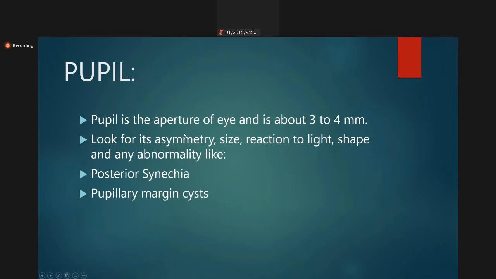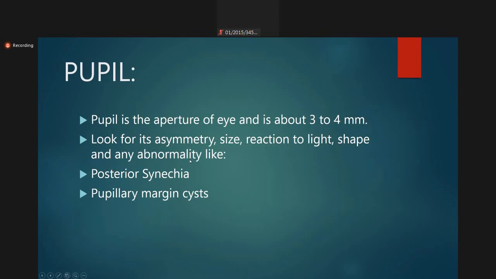You have to look for any asymmetry, if the pupil is centrally located or eccentric. Size of the pupil, whether it is miotic or mydriatic or normal. Then you have to see the reaction to light. It is dealt in a separate presentation. Then shape, that is round or oval shaped or any irregular shape. You have to look for other disease also.